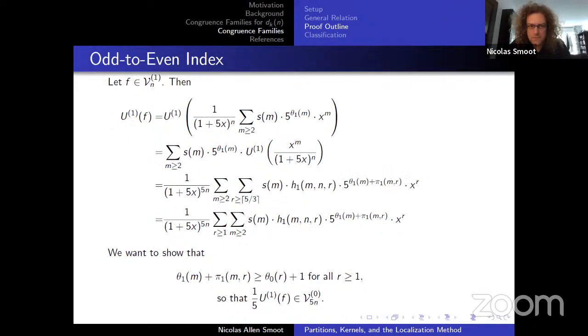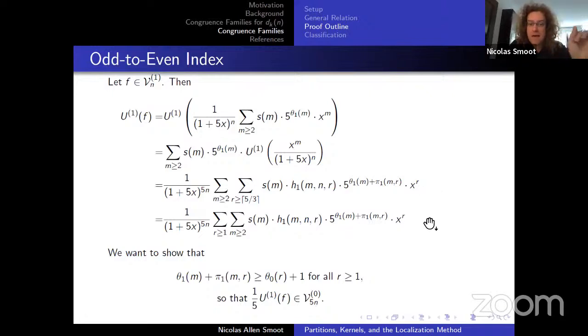Similarly, going from odd to even index. So f is in V_n^1. So f has this form. Again, it's 5 to the theta 1 of m times x^m. Again, you don't have to worry about what theta is exactly. It's just the bookkeeping in this sense right now. m starts at 2 because of the way L alpha works when alpha is odd. I'm applying U1. Again, it's linear. So I can put this inside this finite sum and then pull these terms out and reorganize.